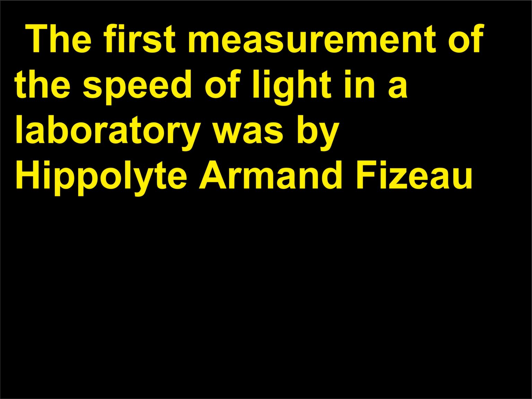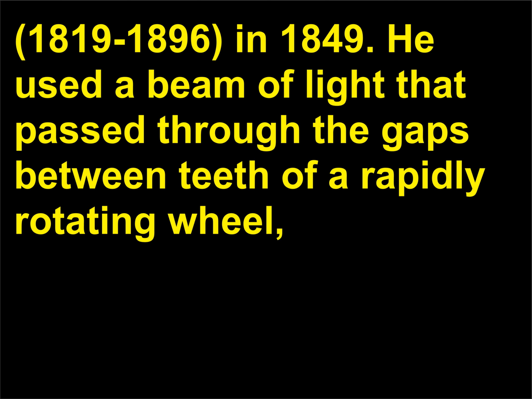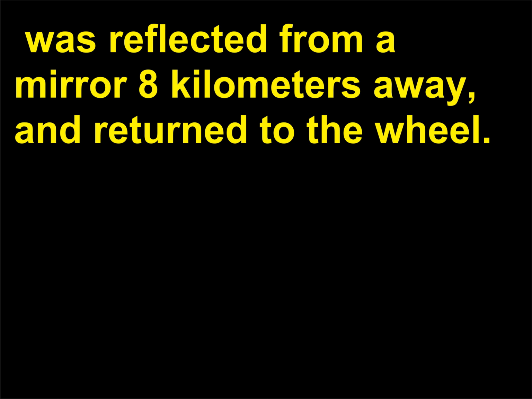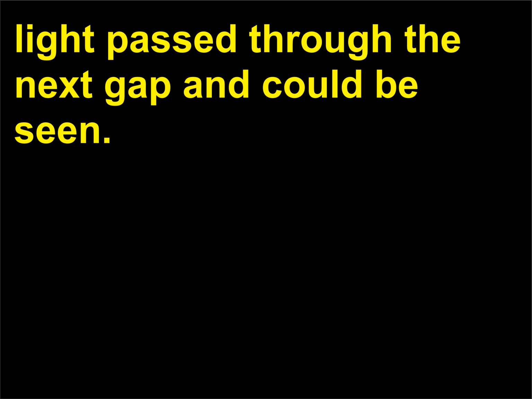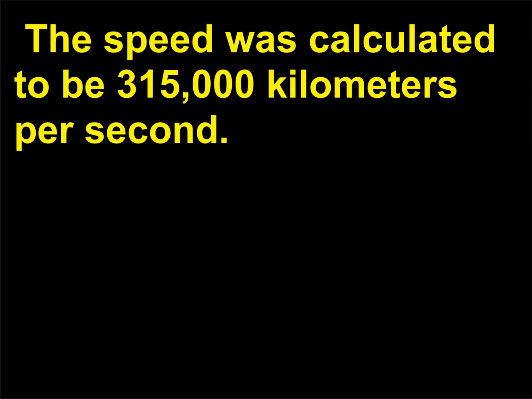The first measurement of the speed of light in a laboratory was by Hippolyte Armand Fizeau, 1819-1896, in 1849. He used a beam of light that passed through the gaps between teeth of a rapidly rotating wheel. It was reflected from a mirror 8 kilometers away, and returned to the wheel. The speed of the wheel was increased until the returning light passed through the next gap and could be seen. The speed was calculated to be 315,000 kilometers per second.